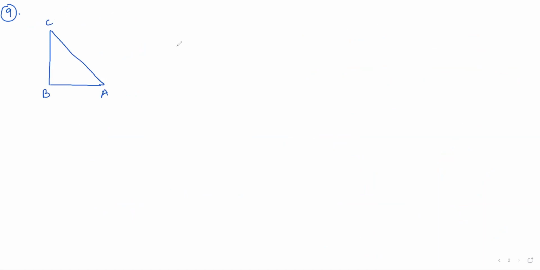Okay. If tan A is 1 by root 3, so one of the ratios is given. Tan A is 1 upon under root 3. Good. Find the value of this: sin A cos C plus cos A sin C. So that means first of all you have to find, what is the first step, Martin?